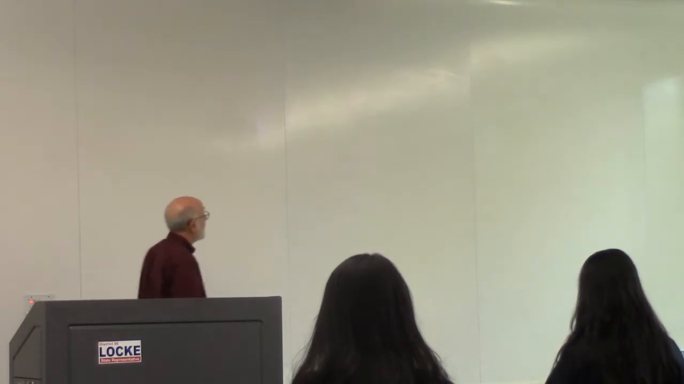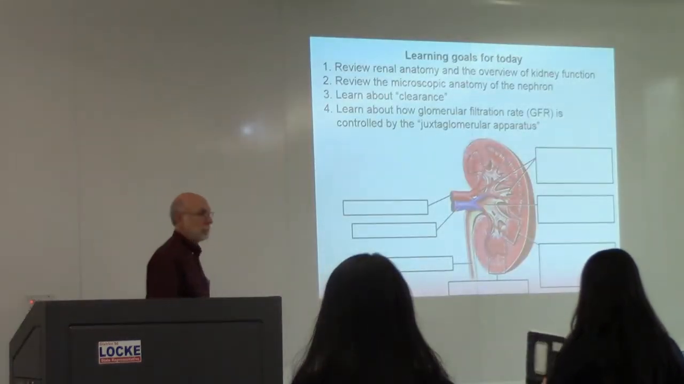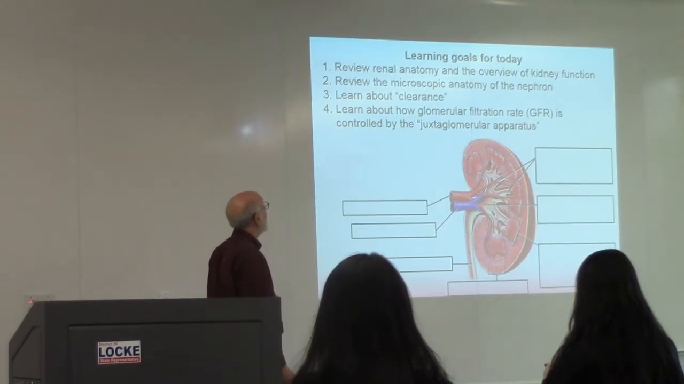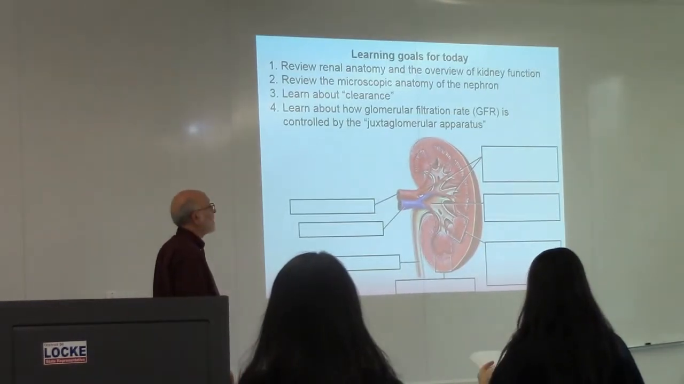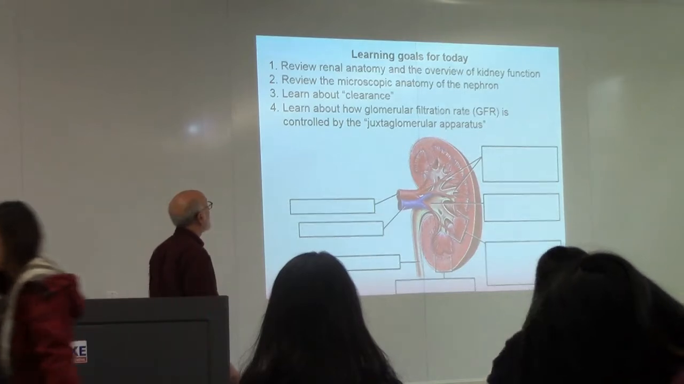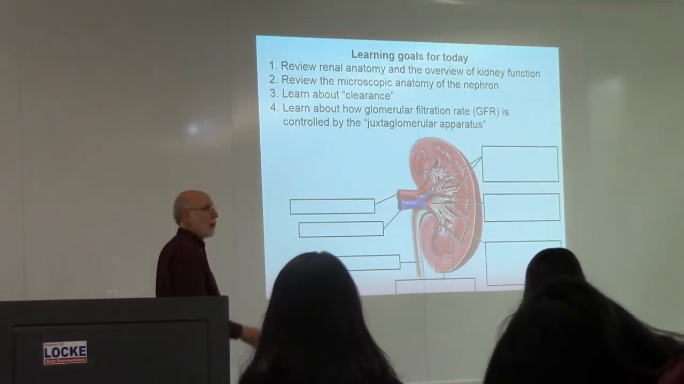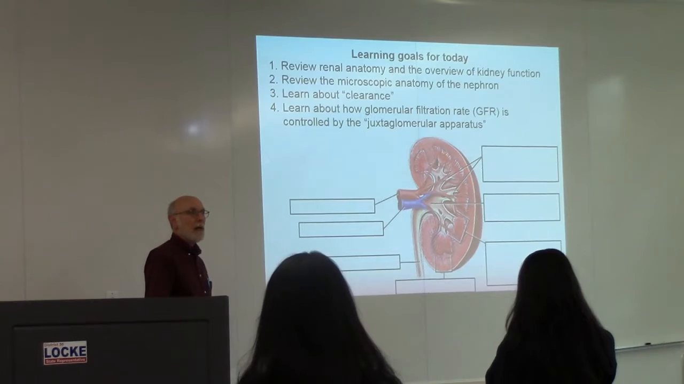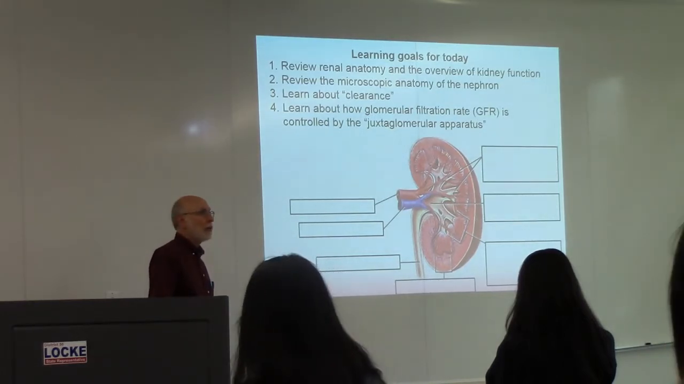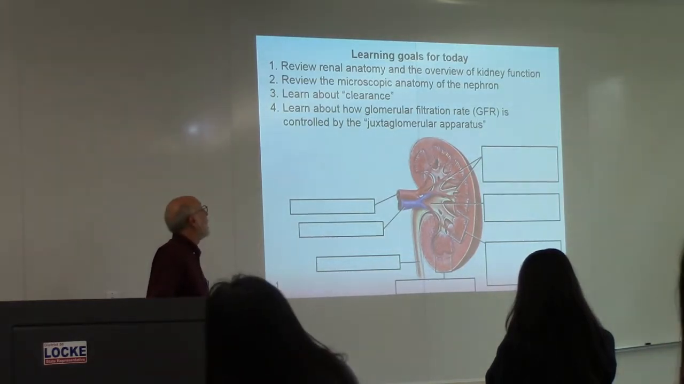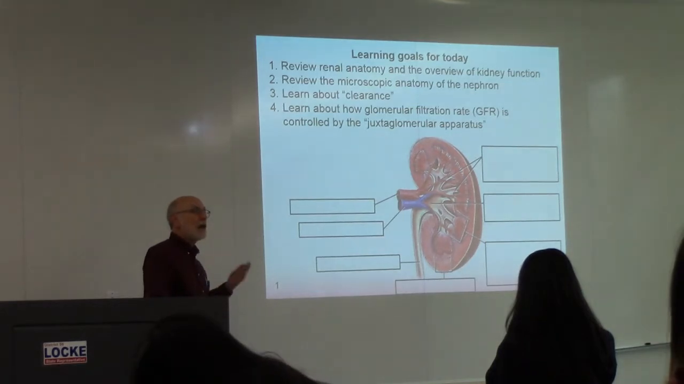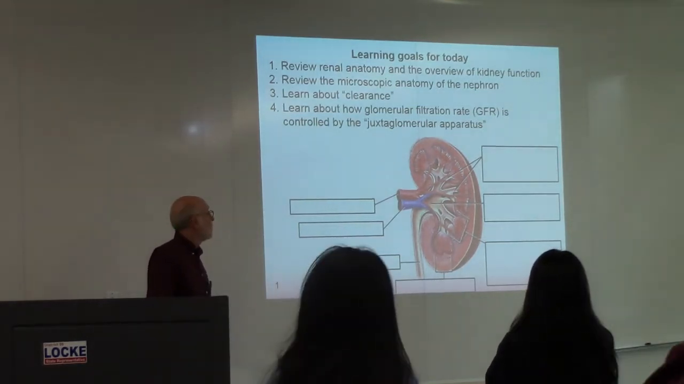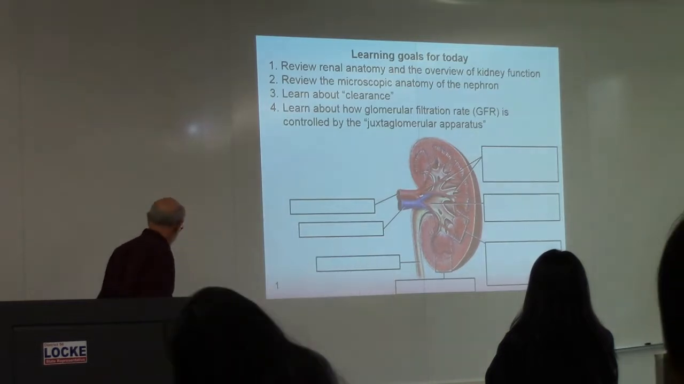Okay, so today's goals are to review some anatomy. We'll play some anatomy games. We'll talk about the microscopic anatomy of the nephron. That's more review from last time. The new concept is this thing called platelets, which we'll spend some time on, and which will be covered on the quiz. And then, if there's time, I'll talk about control of glomerular filtration. If there's no time, we'll push that back to next week.